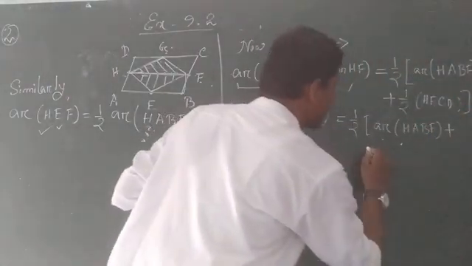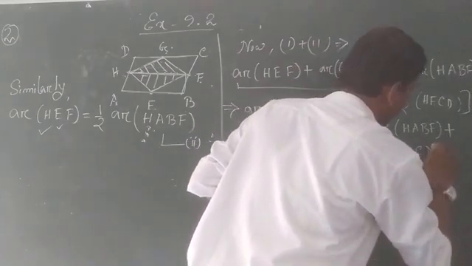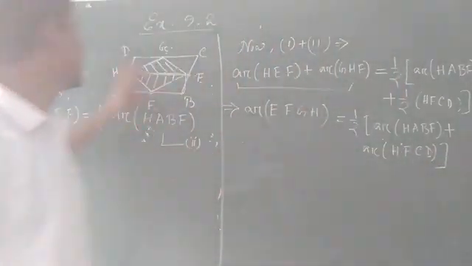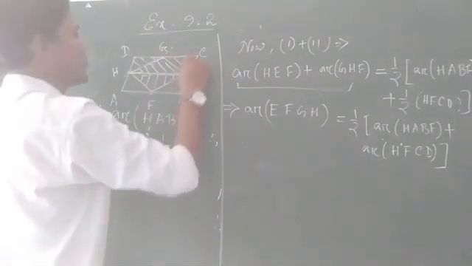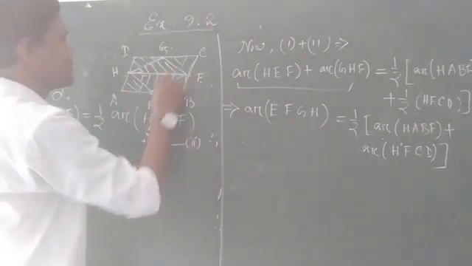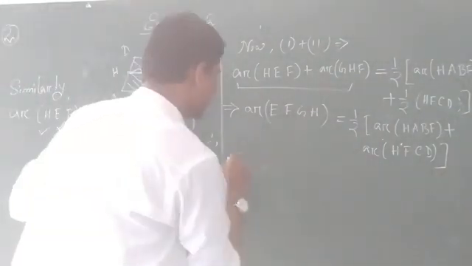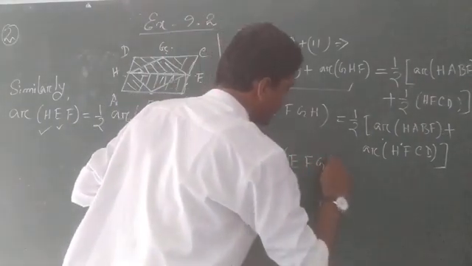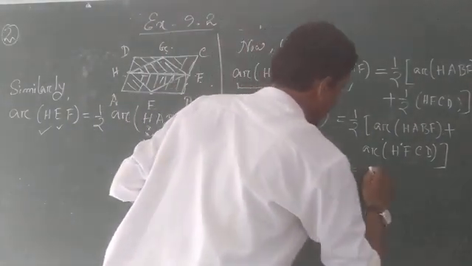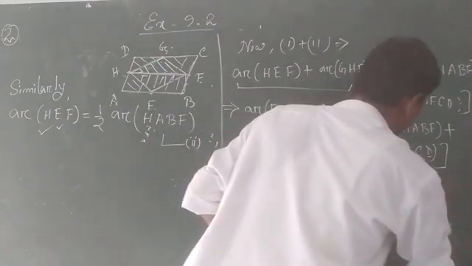So plus area HFCD. Okay, now combine these two parallelograms also. Look at this, the upper parallelogram plus this one. If I combine both the parallelograms, I will get completely ABCD. So that implies area EFGH is equal to half area ABCD. That is what we were supposed to prove.